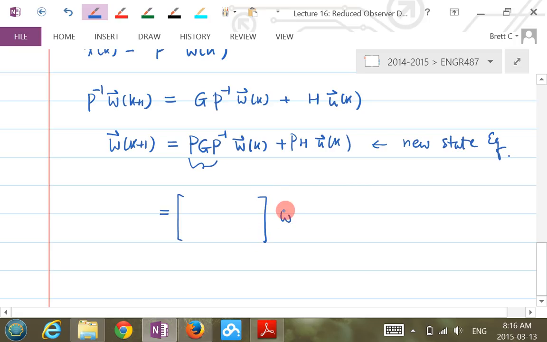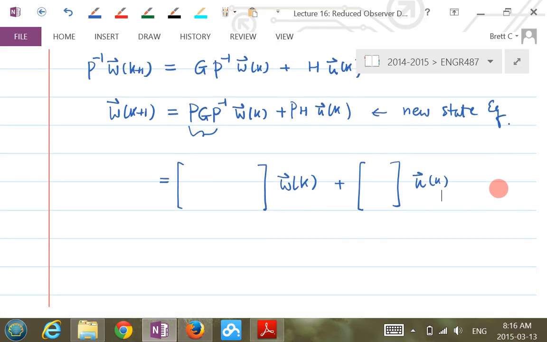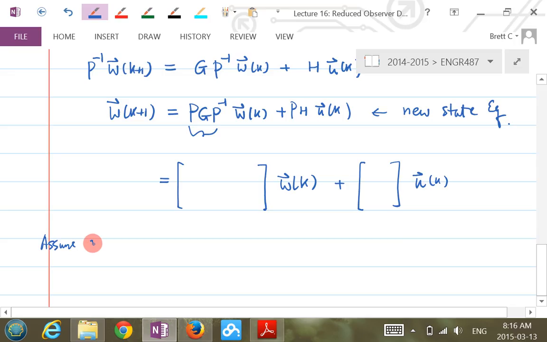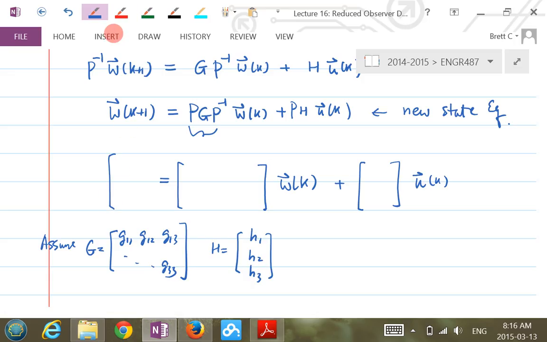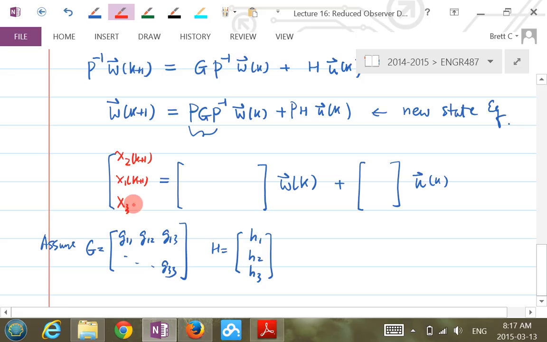So let's suppose, we'll make a little assumption here. Let's assume, just in generic, your original G matrix, the G11, G12, G13, like this, okay? And your original H matrix is H1, H2, and H3. Is that good? Yeah? So what we're looking for is this: X2 of K+1, X1 K+1, X3 K+1. Right?